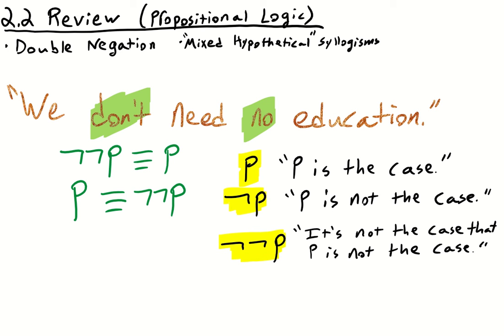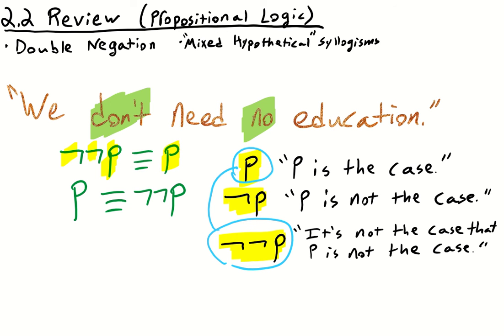And if we think about the content behind it, it is not the case that P is not the case, this is really the same thing as P is the case. So P and not not P are logically equivalent. We might also think that if we have P, we deny P, and then we deny not P, that the new denial cancels out the previous denial. So we're really back at P.